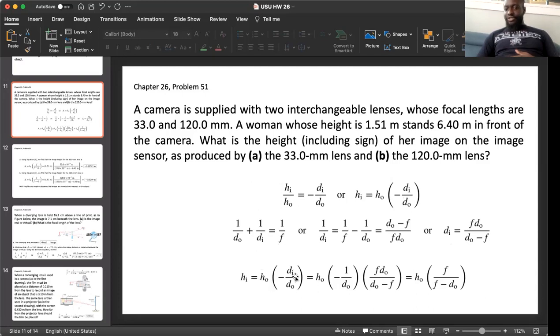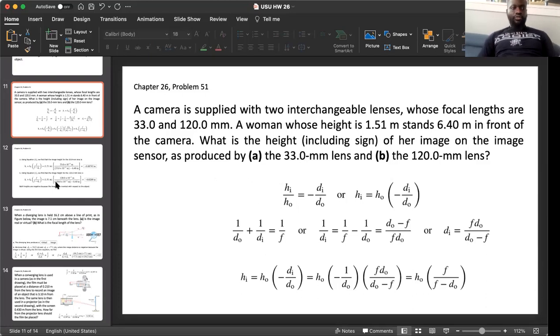So hi becomes h naught times minus di over d object, which is h naught times minus 1 over d object. Then di on top becomes this, which is this after canceling terms. So this is hi, the image height, after putting these two formulas together, we get this final result. So we're going to use this now, given the height of the object, the focal length and the distance of the object.